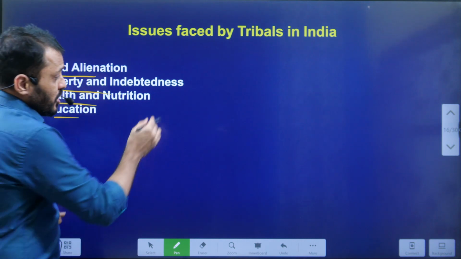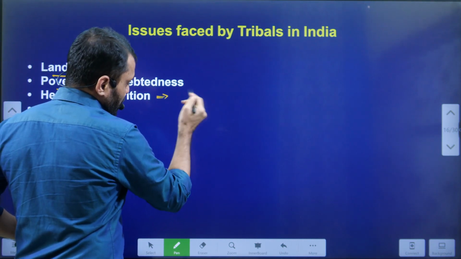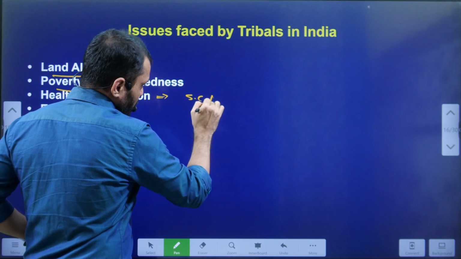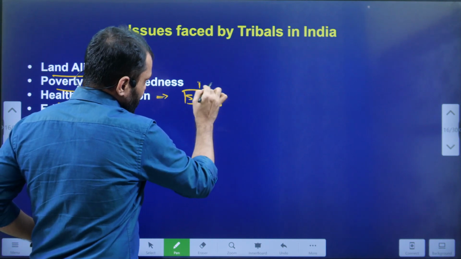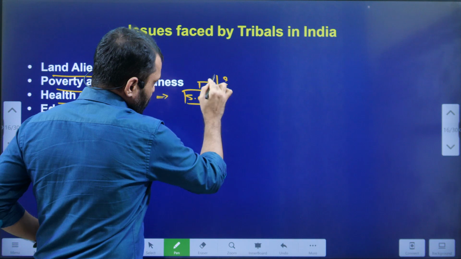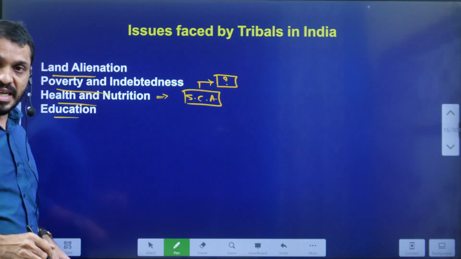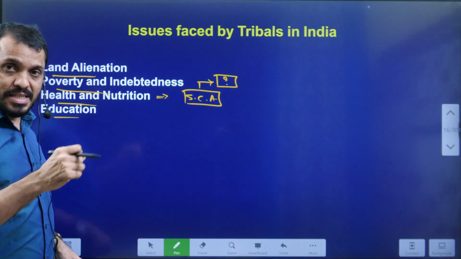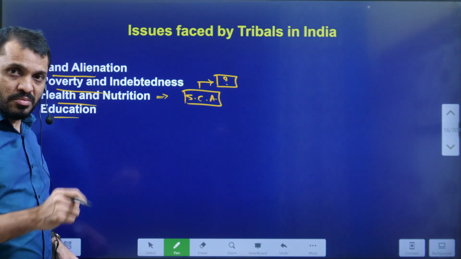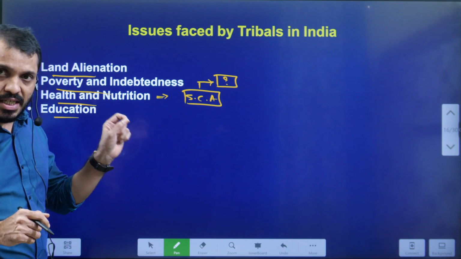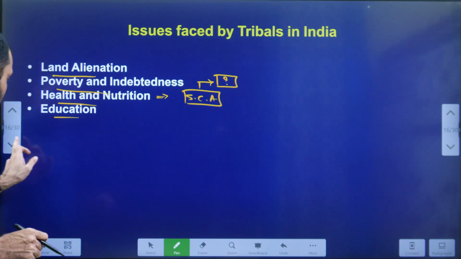With respect to health and nutrition, they are majorly facing sickle cell anemia. If you remember, to eliminate sickle cell anemia, they even mentioned a certain target year. It was mentioned in the Union Budget. And tell me, what was the target year to eliminate sickle cell anemia?